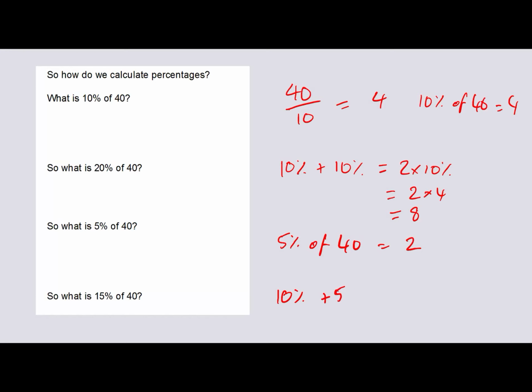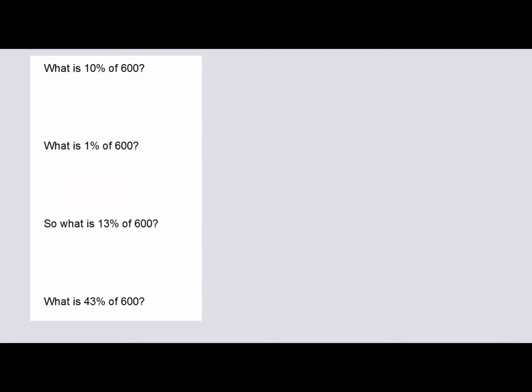Okay, what's 5% of 40? Well, 5% is half of 10%. So half of 4 is 2. What about 15%? Well, that can be expressed as 10% plus 5%, which is great because I already know what 10% is, and I already know what 5% is, and so the answer is going to be 6, okay? Hopefully you could do all that already, okay? What about these ones? Again, stop the video and have a go at these questions yourself. Hopefully easy. Okay, if it's not easy, please do ask for help, okay?